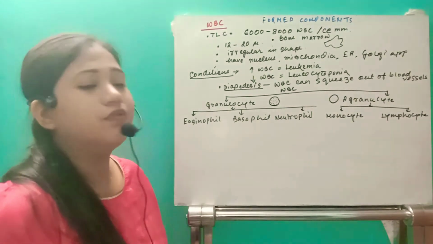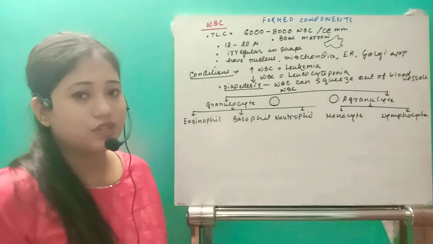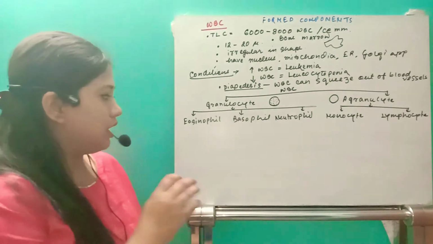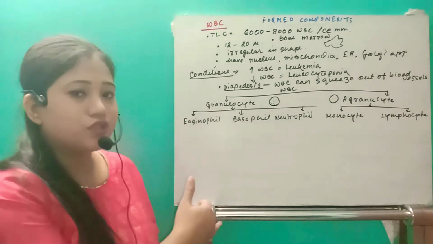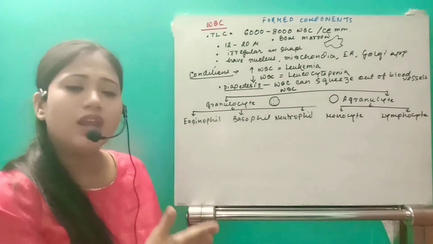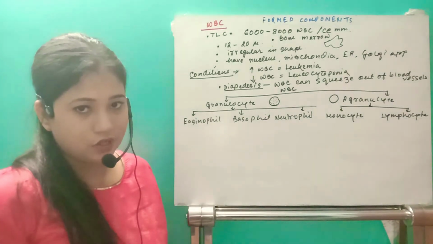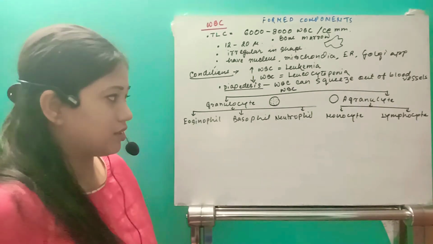Now after that, we need to know some characteristics of the WBCs also. Like if it comes to the eosinophil, basophil, neutrophil, they will perform different functions. So let's just see what it is.